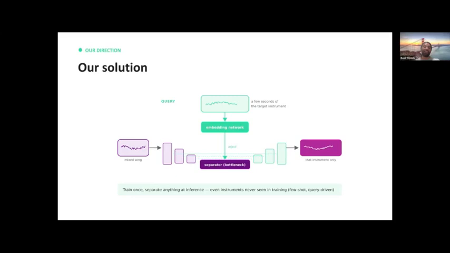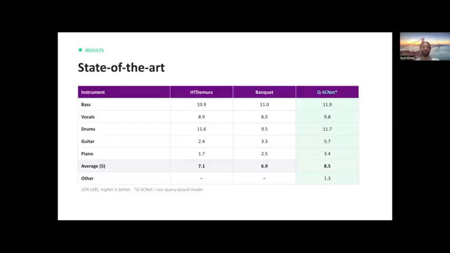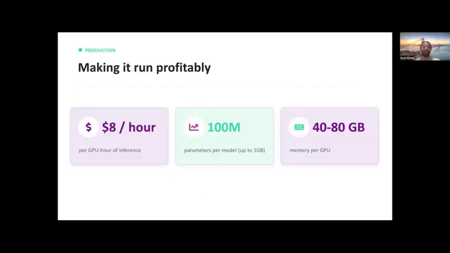So I think it solves an interesting problem here where we don't actually have to partition all instruments cleanly, because at inference time, the model will listen to that audio sample and figure out which instrument in the mixture most matches this one. We got really good results on this, state of the art. I'll skip over this, but it's a hard problem making these things run profitably because you have to use GPUs and they're expensive.